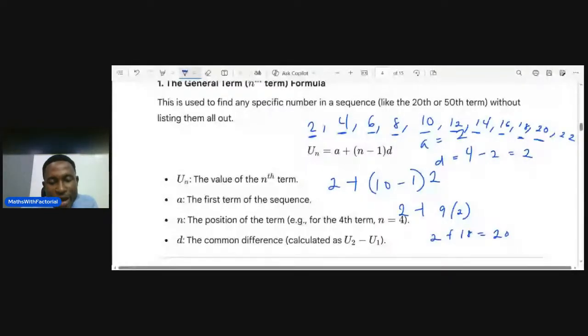But in your exam, the examiner can tell you to find the 62nd term, and maybe the common difference is even 3. Will you now be writing 3 plus 3 plus the first term? No. This formula is what you use to calculate your term. It's called the nth term formula. So please note this formula is very, very important.